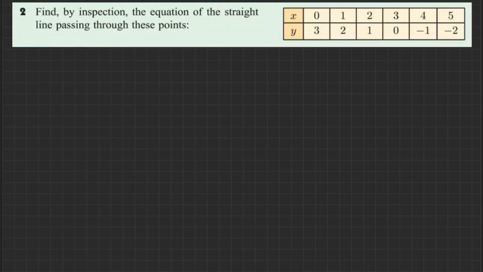That's S. Going on to question 2 then, it says find by inspection the equation of the straight line passing through these points. So you're not supposed to do any calculations here. You don't need to substitute into the equation y equals mx plus c to find out the equation. You don't even need to use the gradient formula here, which is y2 minus y1 over x2 minus x1. So pause the video, see if you can do it for yourself, and then I'll show you my solution.